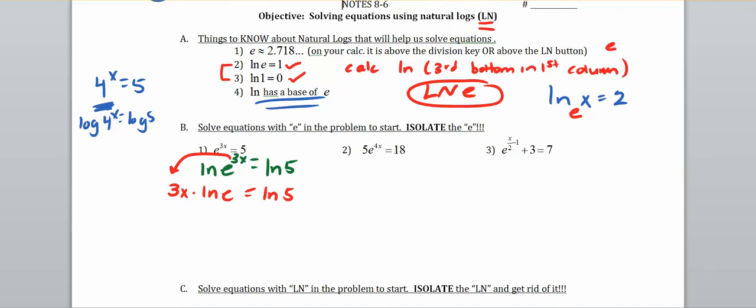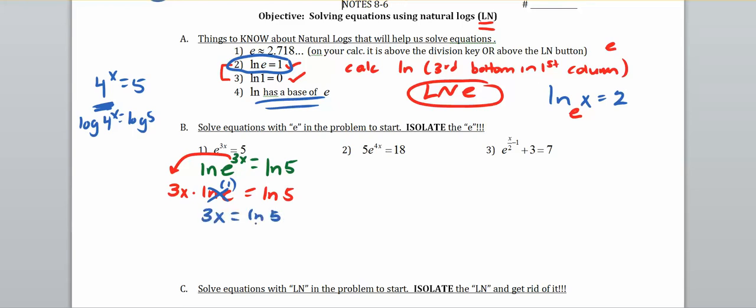If I want to get rid of ln e, what's so nice is, go back here: ln e is equal to 1. So every time I see natural log of just e, this is going to go away because it's really like multiplying by 1. So this is going to wind up being 3x equals ln 5.